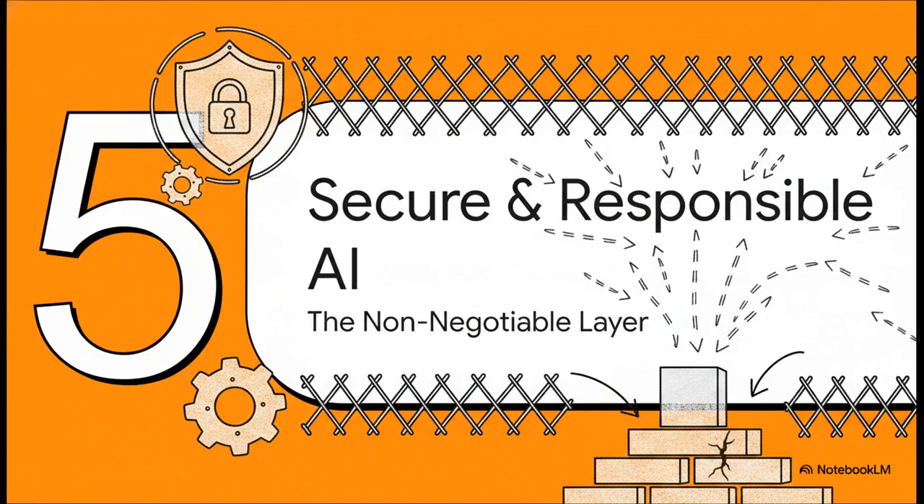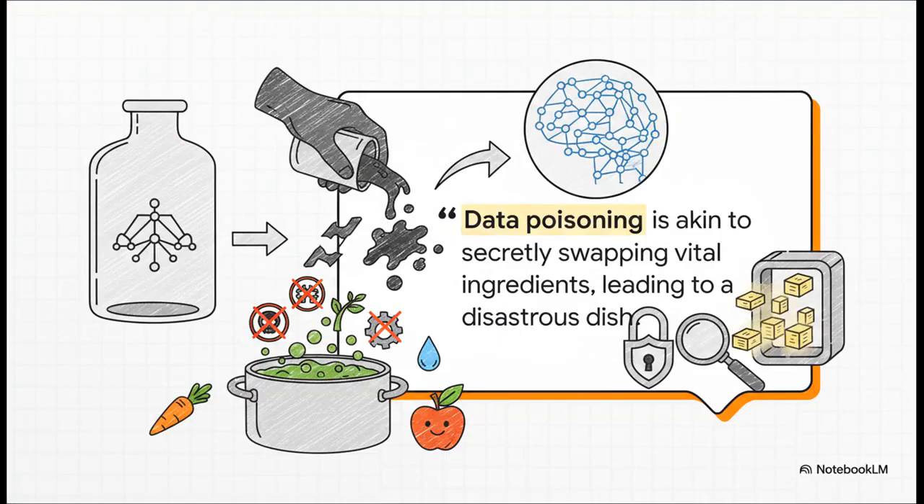And that leads us perfectly into our final section, Part 5, Secure and Responsible AI. When we talk about enterprise security, we really have to protect the fuel. There's this great concept from our source material about data poisoning. It says, data poisoning is akin to someone secretly swapping out vital ingredients in a recipe.